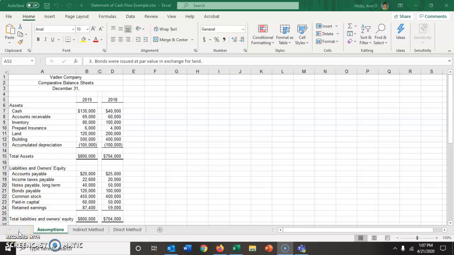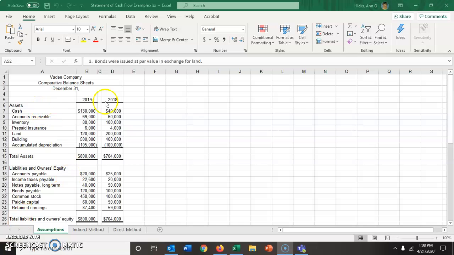So in this example, we're going to go through the preparation of both the indirect and the direct method of the statement of cash flows. One thing to note about the statement of cash flows is that unlike the income statement and the balance sheet, which you could prepare just by using the trial balance, you're going to need more sources of information. You, in essence, need three different sources of information.